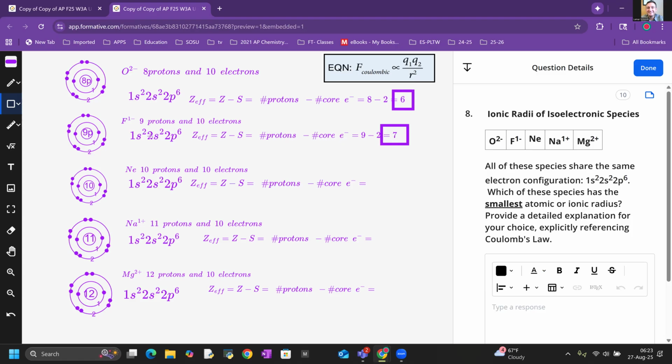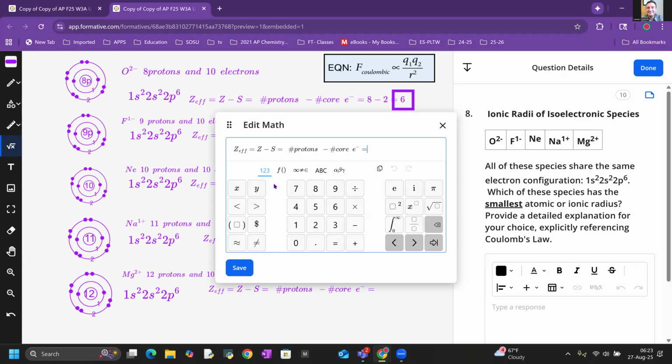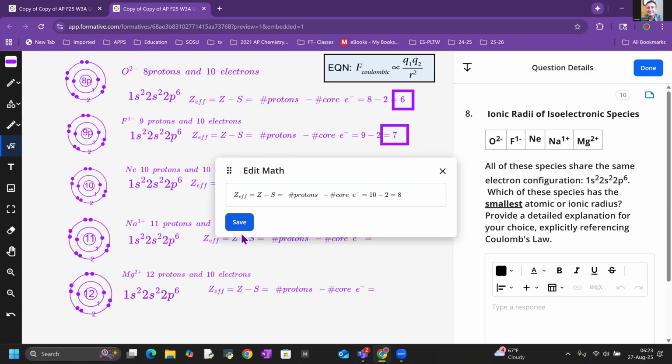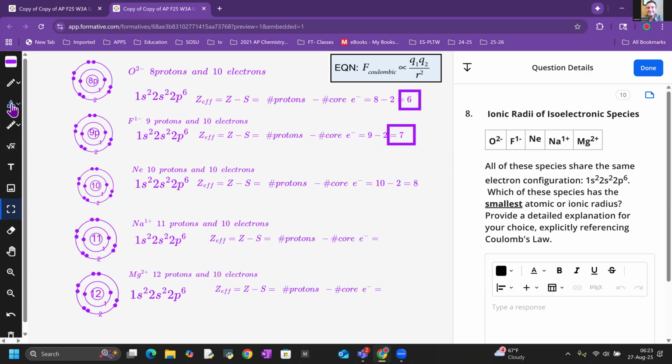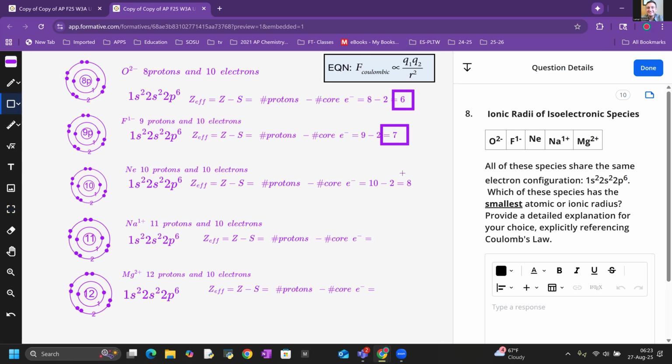All right, so if we look at neon, we can do the same calculation. And for neon, we're going to see that it has 8 protons. I'm sorry, that's not true. 10 protons minus 2 core electrons, which is 8. And that's where I got 8 from. So I got a little ahead of myself. And so we see that this has an effective nuclear charge of 8.